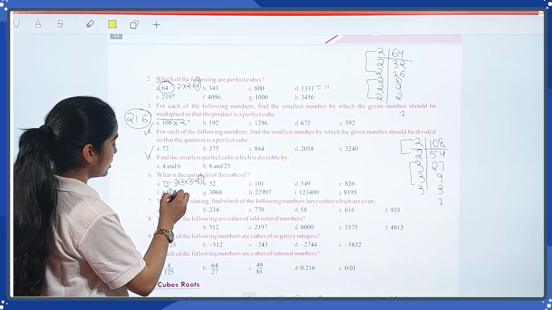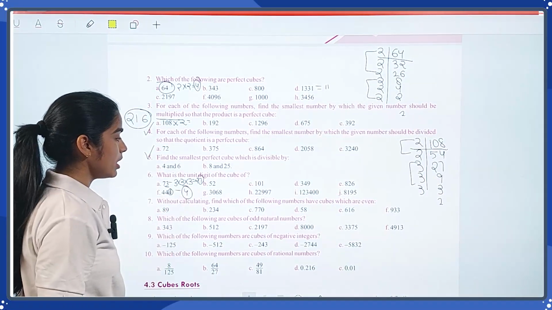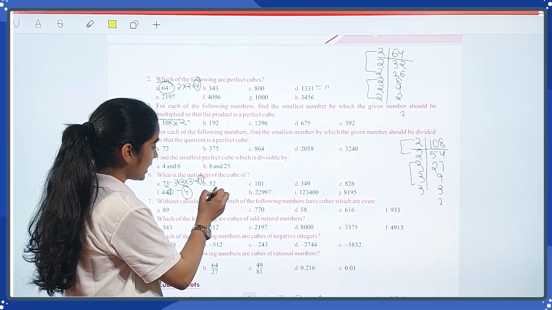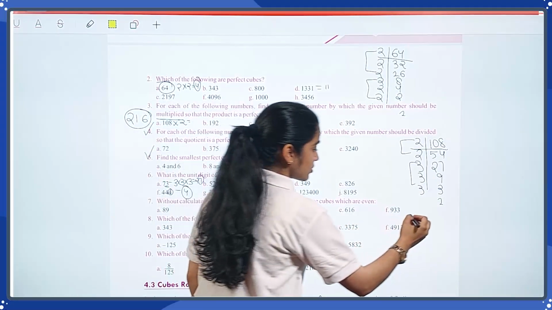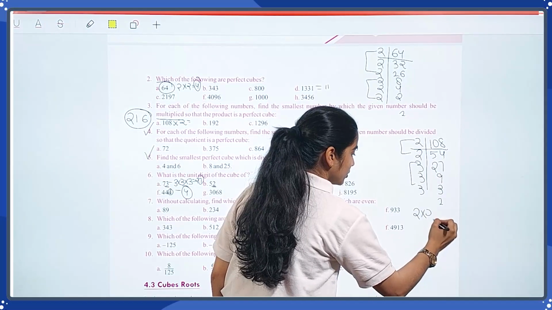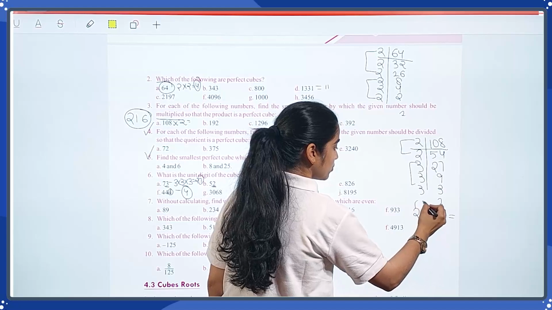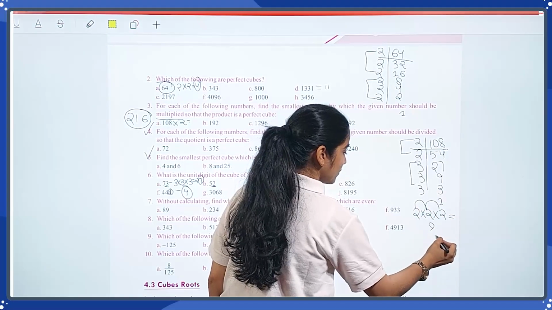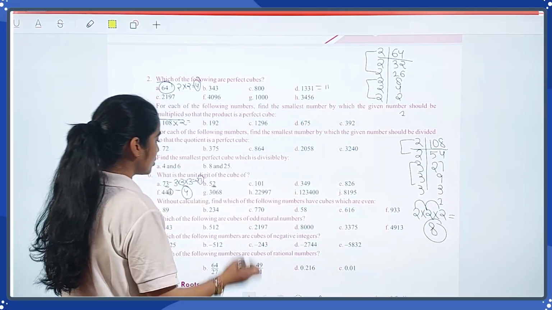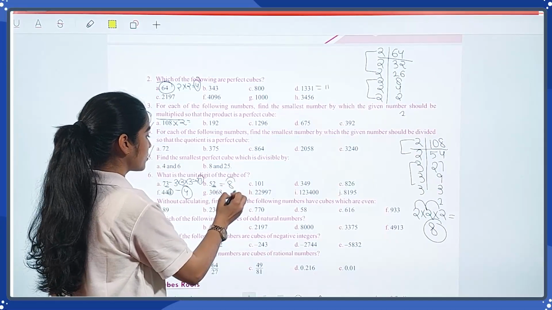It means the unit digit will be 4 only. Okay, so what you have to do, first you have to find the last digit. Then the last digit you have to multiply 3 times, 1 2 3. Now solve this, find the product of it. 2 2s are 4, 4 2s are 8. So what you will find is that 8 is the unit digit for 52's cube.